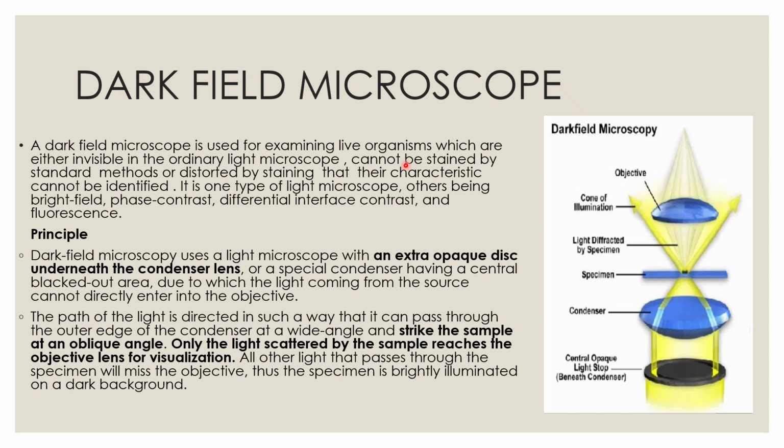Apart from that, there are many other organisms where, if you stain them, they will be distorted and the characteristics cannot be visualized properly. In such cases also we use this dark field microscope. So it is one type of microscope.